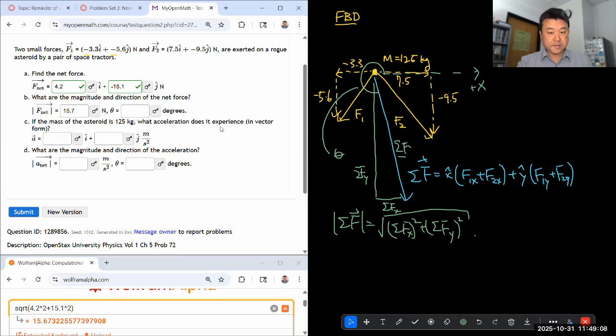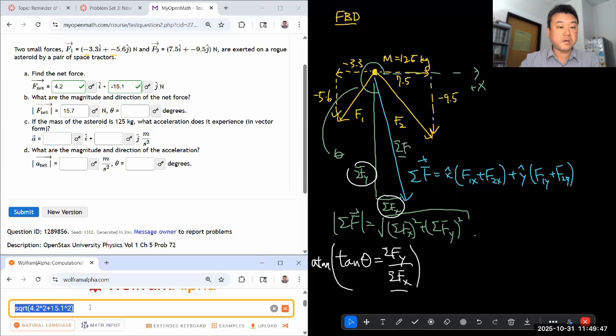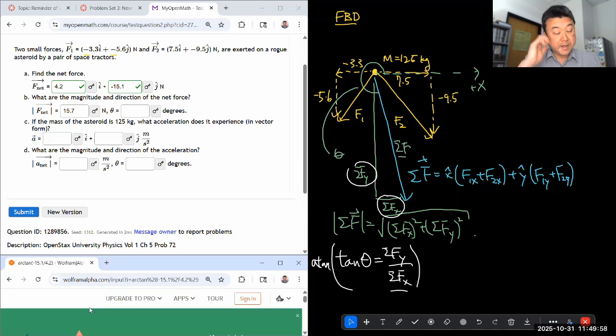And for the angle, this is the way I would approach it. You make use of these x and y components. And you might have seen this standard formula, tangent of theta is equal to Fy, the opposite, over the adjacent, Fx. Now, if you simply do this and do the arctangent, I think you're going to get a wrong answer. Let me just do that to double check. So I'm going to do the y component of force, minus 15.1, divided by the x component of force, 4.2. And if I simply do arctan, it'll give me a negative answer.